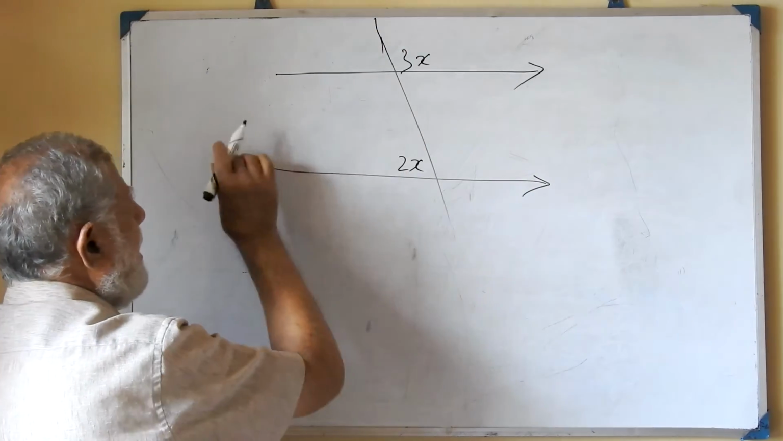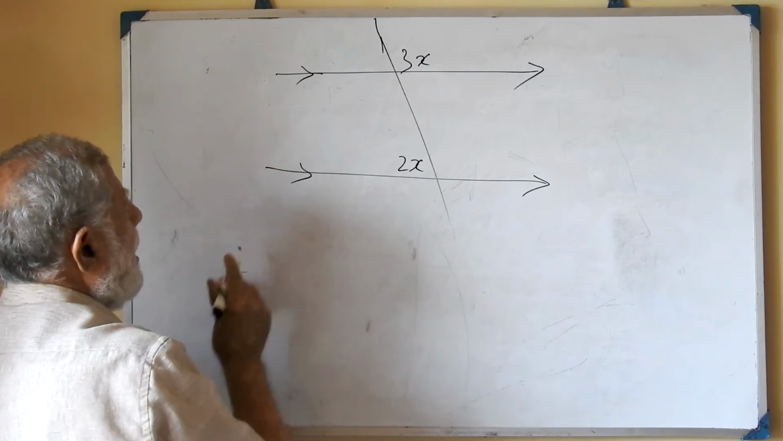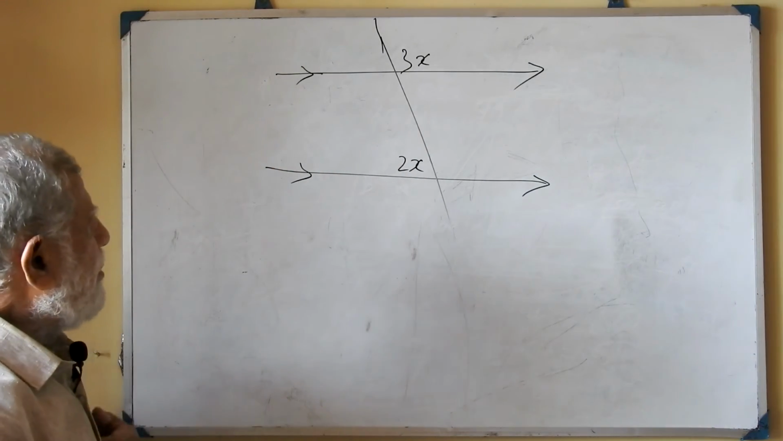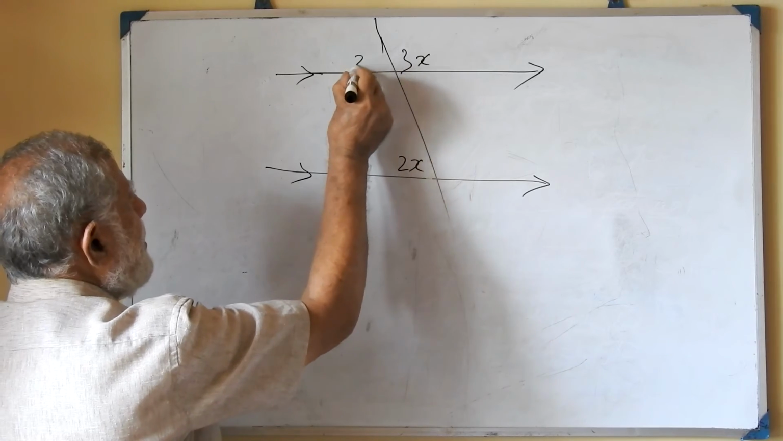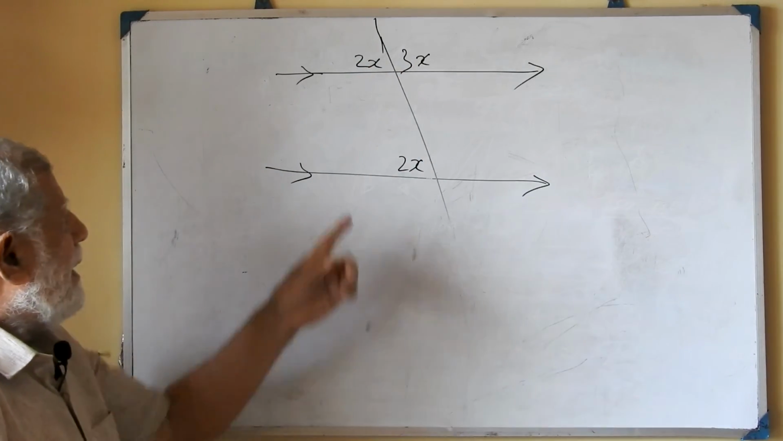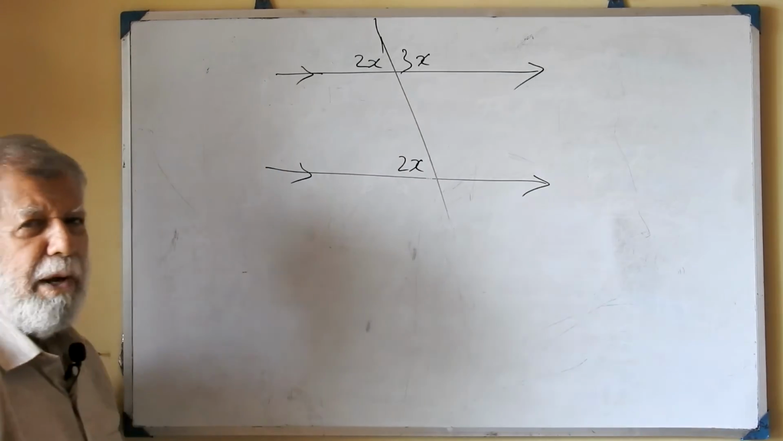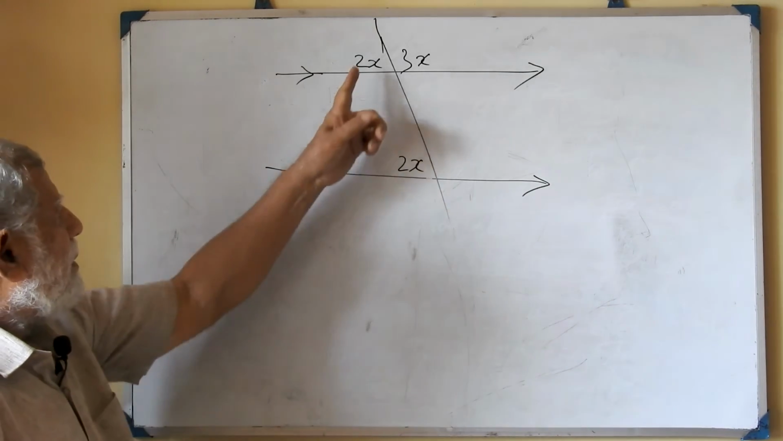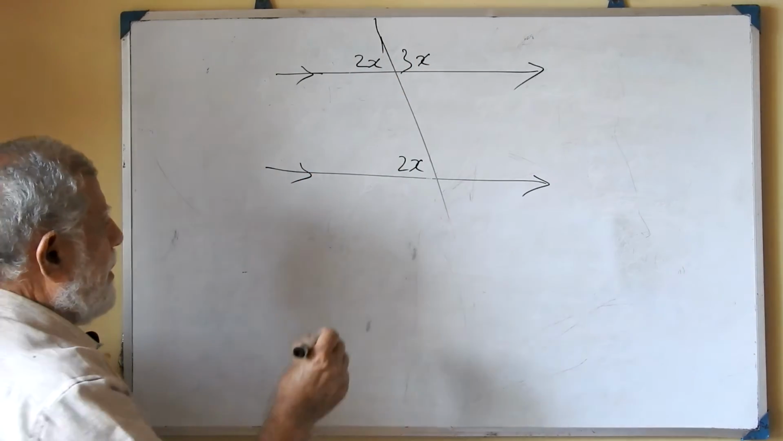Here, F. So F means, since these are parallel lines, corresponding angles. So one inside, one outside. Using corresponding angles, we get this angle as 2x. Then can you see this straight line? On a straight line the angles add up to 180 degrees. So if this is 2x and this is 3x, 3x plus 2x is equal to 180 degrees.